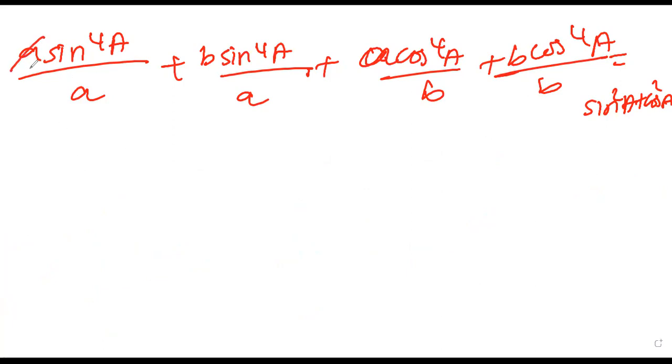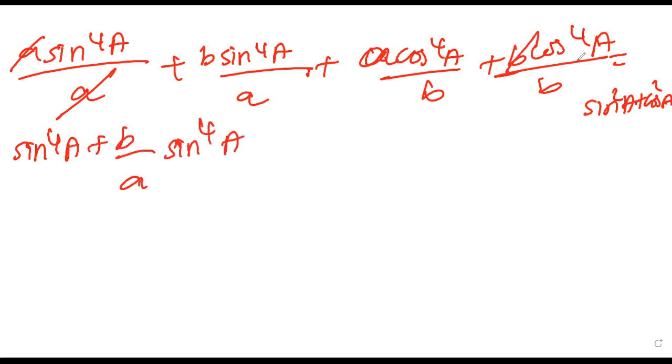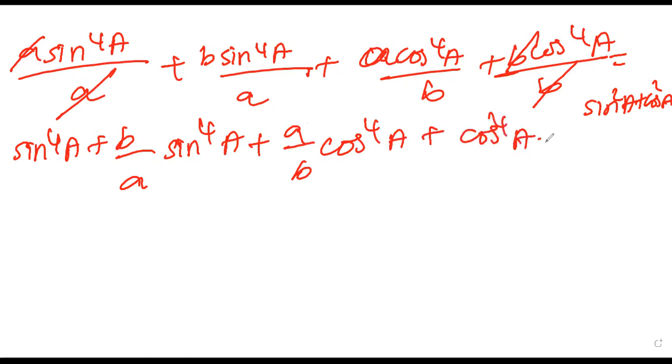So now this a and this a will cancel out each other. We'll be having sin⁴A + (b/a) sin⁴A. Similarly, this b and this b will cancel out each other. (a/b) cos⁴A + cos⁴A is equal to sin²A + cos²A.